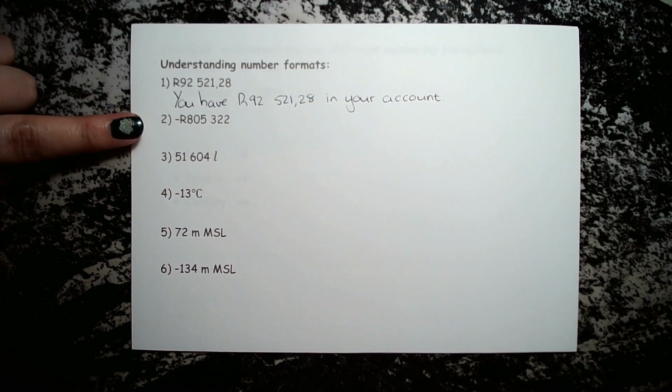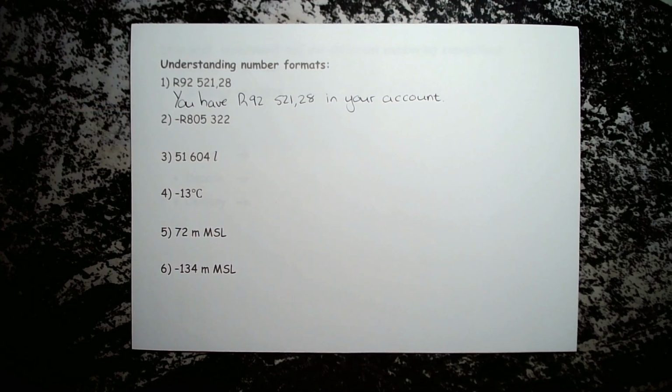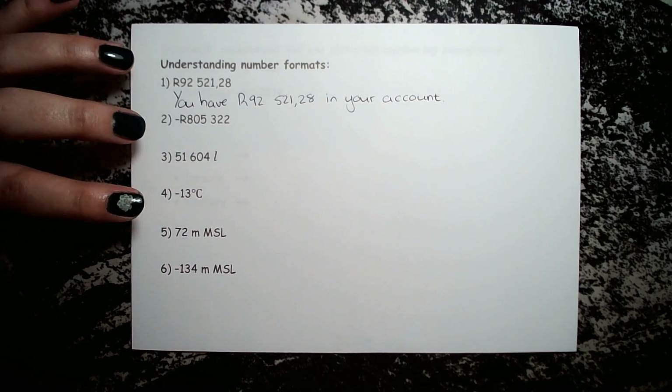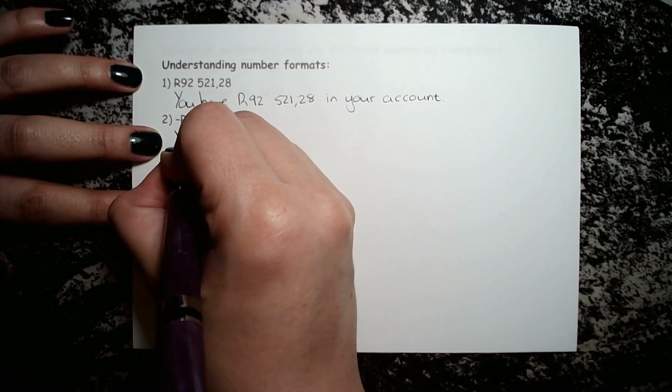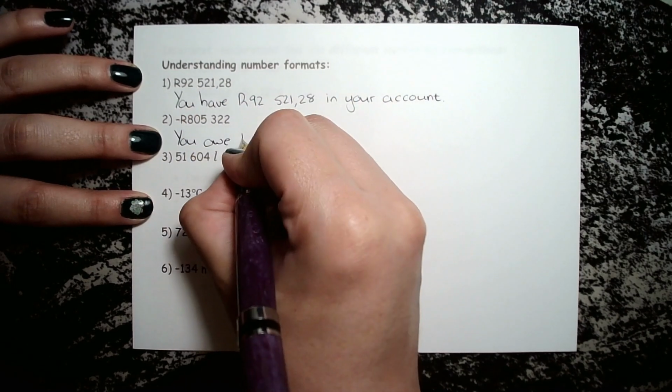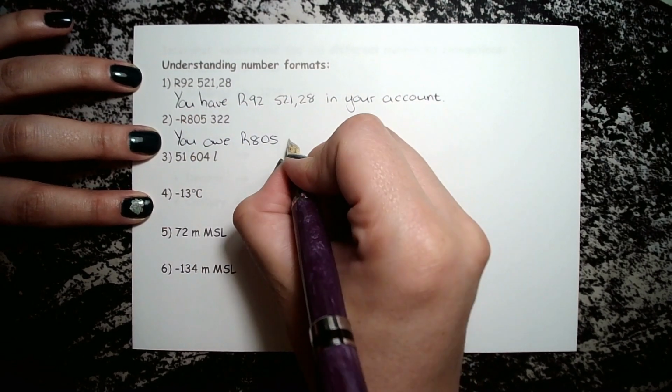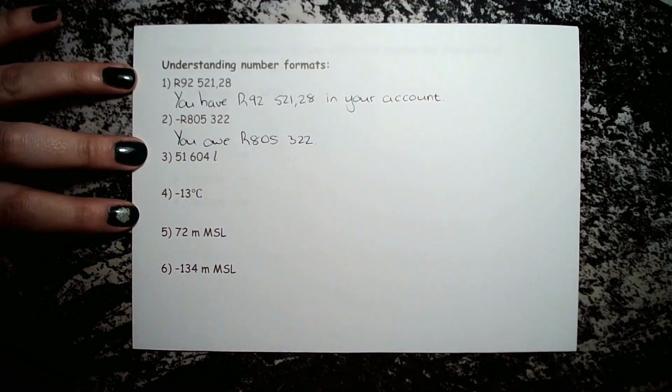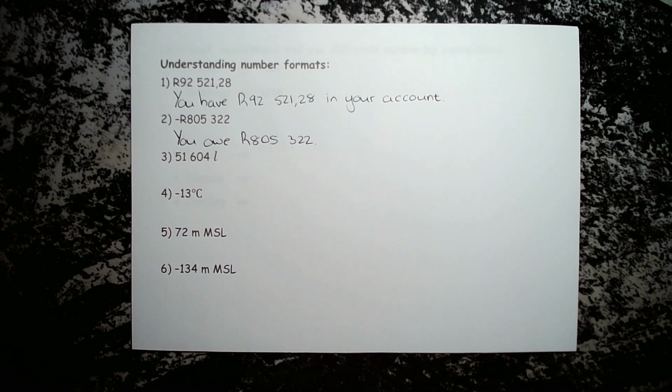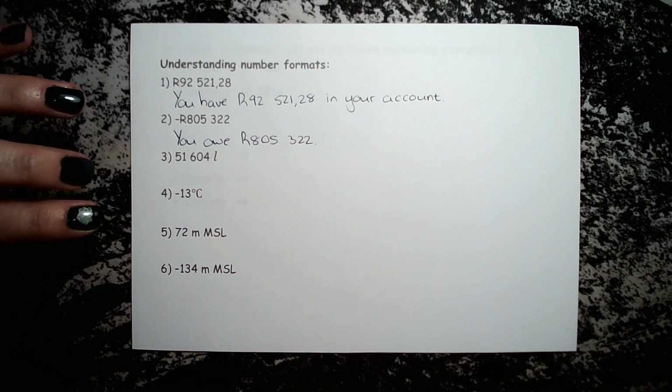If, like at number 2, there is a negative in front of that. Now, be careful about this. This negative can be before the R for the rands. It can be between the R and the value of the amount, or it can even be after the entire number. That negative means that you're in debt. So it would mean that you owe 805,322 rands. You don't have that. You still need to pay that back. You lost it somehow. You borrowed it somehow. It doesn't matter what the context is, but you owe that amount.